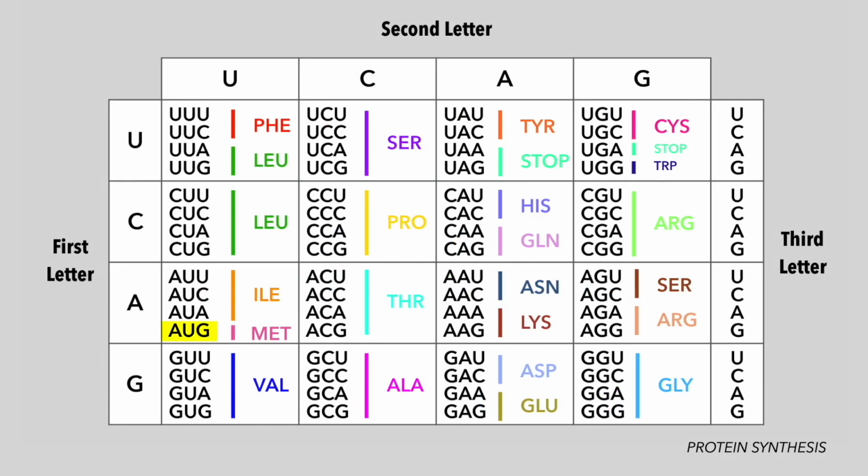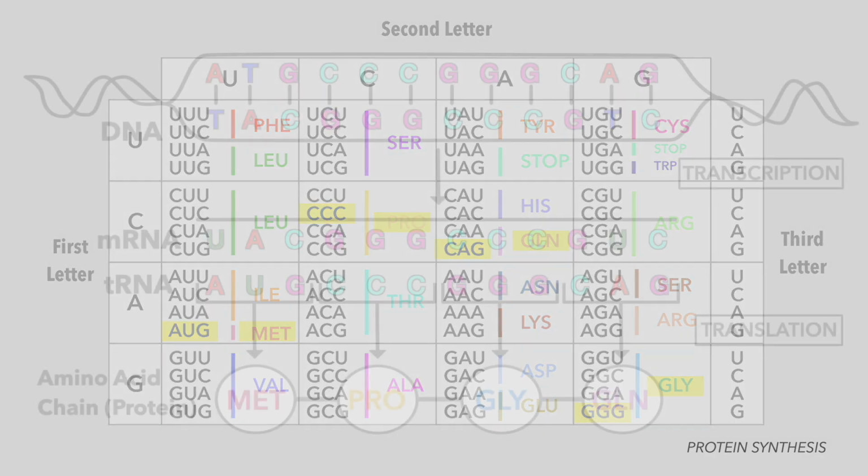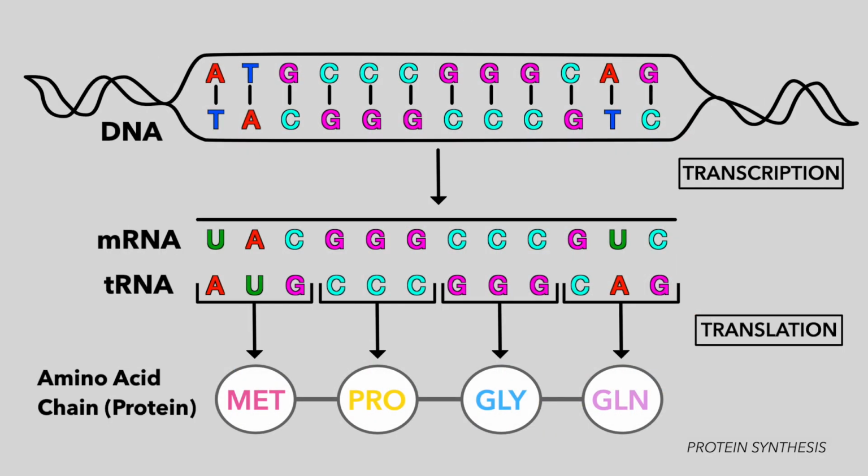So for AUG, the amino acid is MET, M-E-T. For CCC, it's PRO. For GGG, it's GLY. And for CAG, it's GLN. So now we have this amino acid chain and our protein is finished. Remember, this part happens inside the ribosomes.